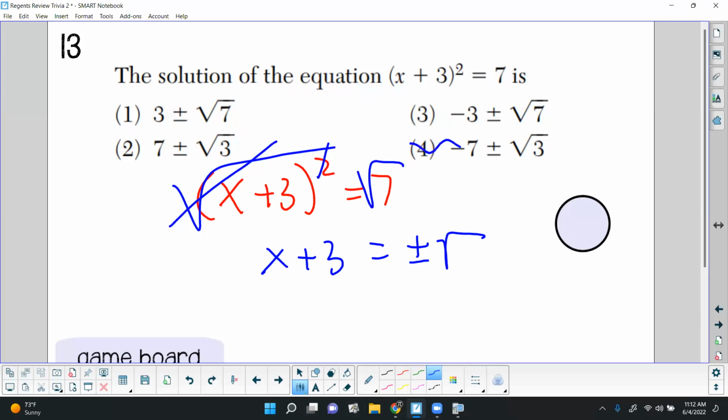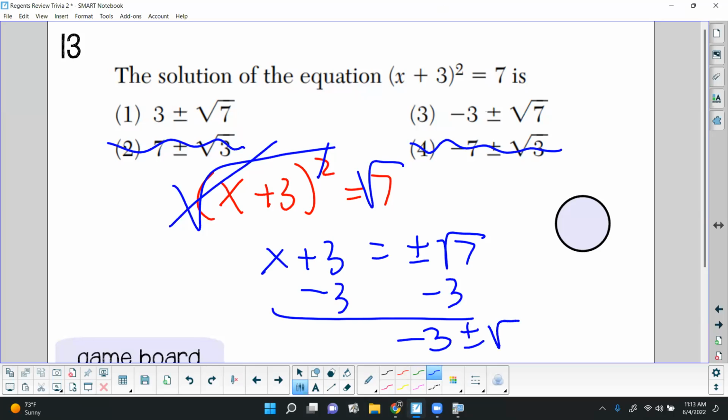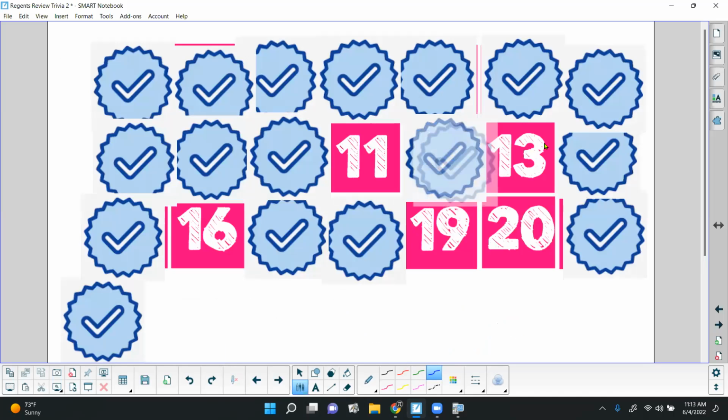Okay, so already we are eliminating some choices, right? And then when I subtract 3 from both sides, be careful here. When I subtract 3 from both sides, I get a -3 plus or minus the square root of 7. See, tricky, tricky, you got to be careful. Number 3 was the right answer because we square root both sides. And every time you square root something, you get a plus or minus sign. All right. Thanks, Kevin, for choice number 13.